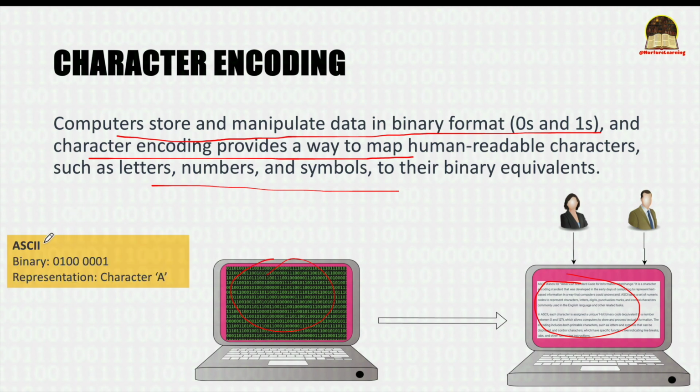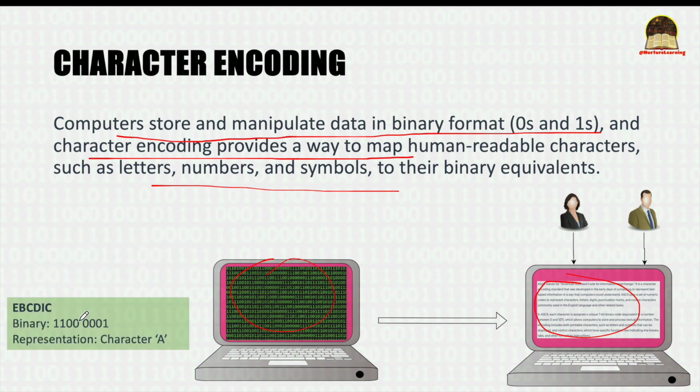For example, in ASCII character encoding, this binary is a representation of character A. In EBCDIC, this binary is a representation of character A. So A is the same, but the encoding differs in how the binary represents that specific character.